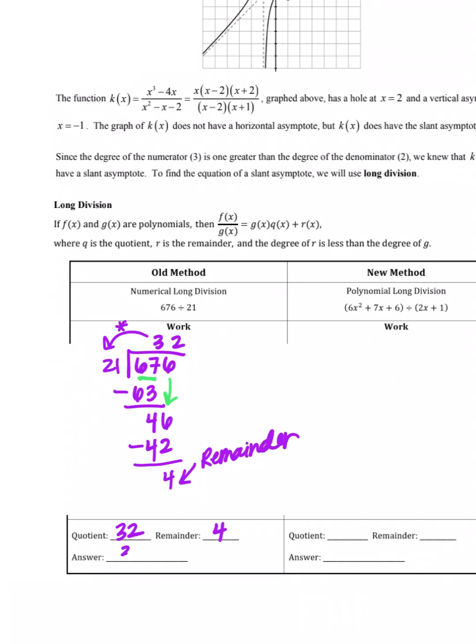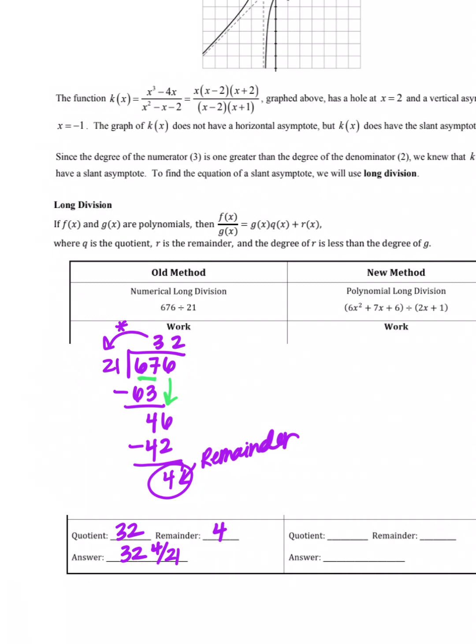And so we'd write our answer as 32 and 4/21, because that remainder of 4 still needs to be divided by 21, and in doing so, that's where we would come up with those decimal places. But a decimal is just a fraction, as long as it has a pattern or terminates. So let's write it as a fraction.